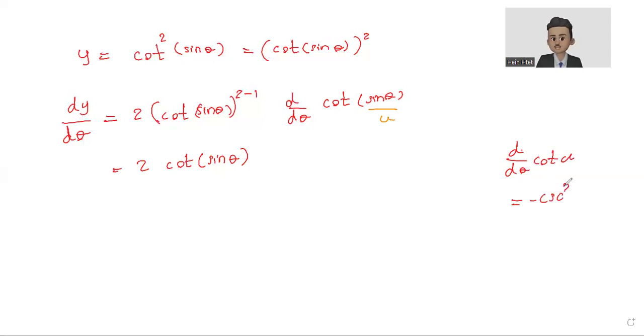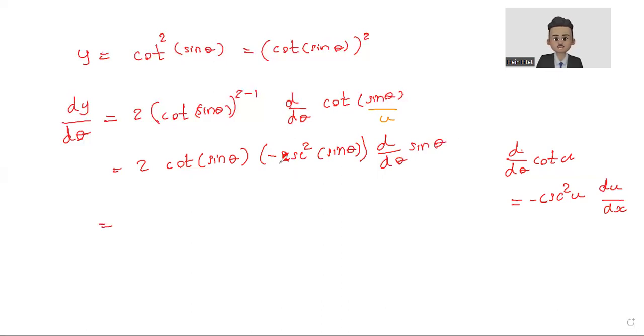Minus cosecant square u, and then differentiate u again, right? Okay, it will be the same. Let's see. When you differentiate cotangent of sine theta, cotangent u, you will get minus cosecant square u, here u is sine theta, right? Minus cotangent cosecant, minus cosecant square of sine theta, and then differentiate the u again, dy d theta of sine theta, right?